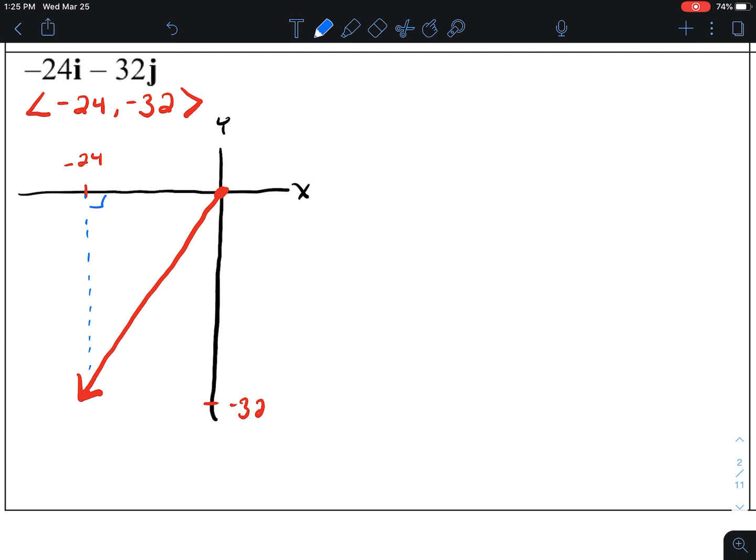And we want to find magnitude and direction. Remember, the magnitude is the hypotenuse. So the magnitude is going to equal the square root of -24 squared plus -32 squared.